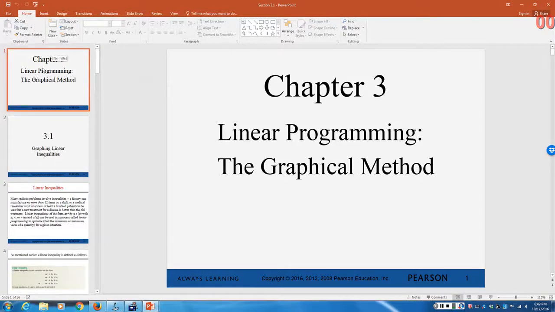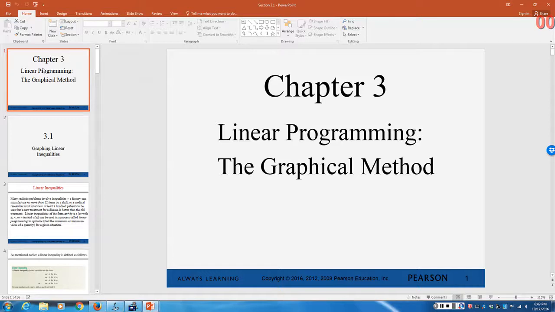So chapter 3 is about linear programming. You are still going to use your calculator in this chapter, but you're going to use it to do the graphs. Whether you choose to do the shading with the calculator is entirely up to you. Most people find it easier to do the shading by hand than to have the calculator do it for you.